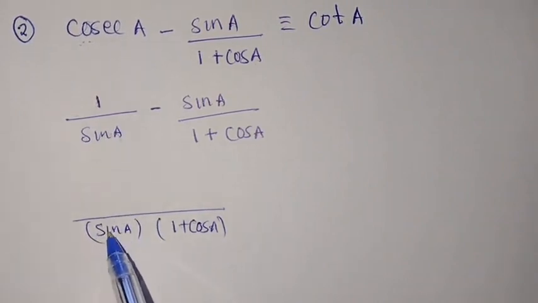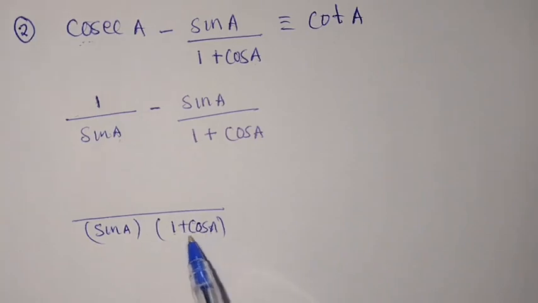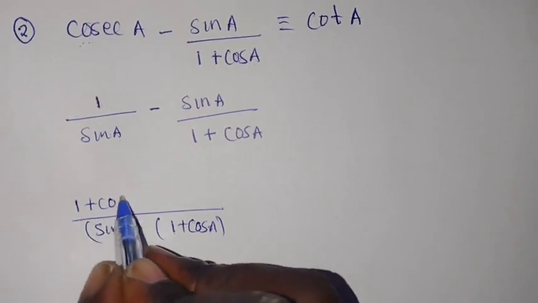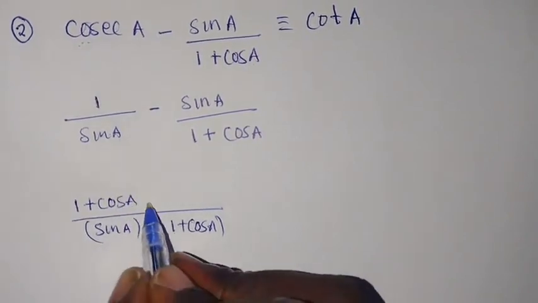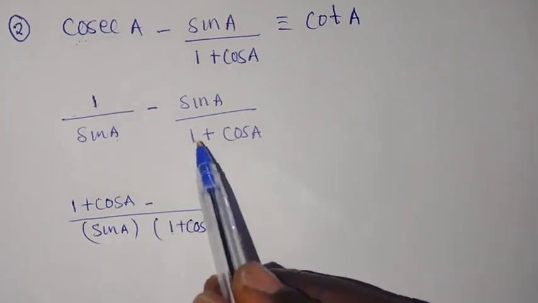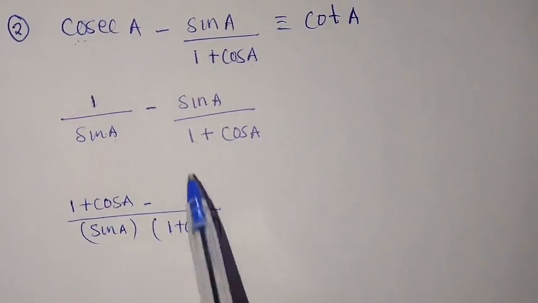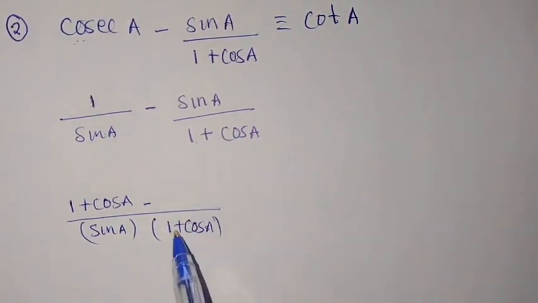Sine and sine will cancel. You remain with 1 plus cos A. This times 1, you get the same thing, which is 1 plus cos A. Minus, again, we divide 1 plus cos A into these denominators. So 1 plus cos A will cancel with 1 plus cos A.